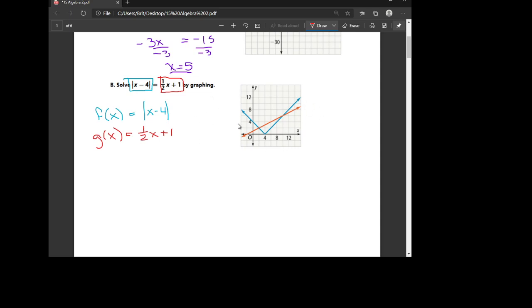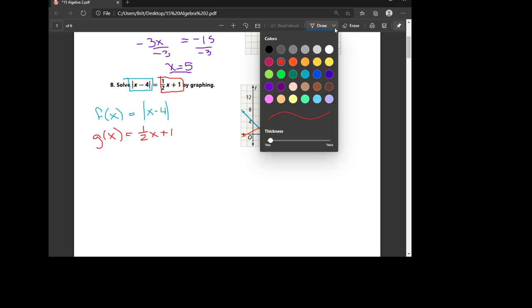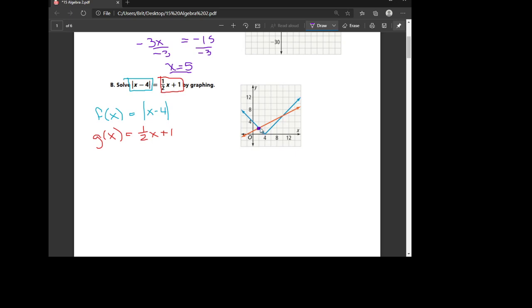On this one, notice that there are two solutions. There is one point here at 2, 2, and one point here at 10, 6. Yeah, 6. The x values are the solutions, so the solutions are x equals 2 and x equals 10. Remember, absolute value functions often produce two solutions.